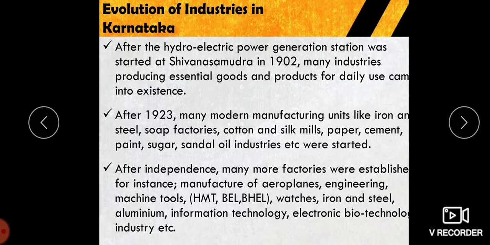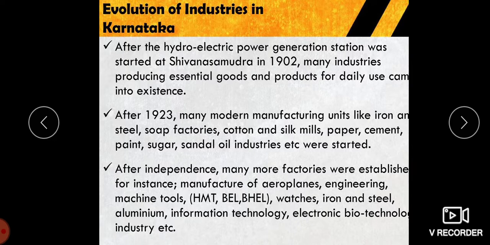After the hydroelectric power generation station was started at Shivanasamudra in 1902, many industries producing essential goods and products for daily use came into existence, and also rice mills, tile factories, beedies and cigarettes, iron and brass foundries were established. After 1923, many modern manufacturing units like iron and steel, soap factories, cotton and silk mills, paper, cement, paint, sugar, and sandal oil industries were started.